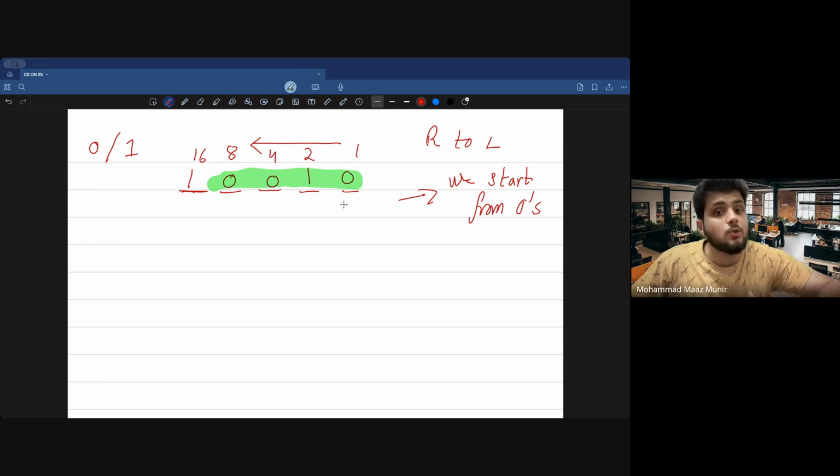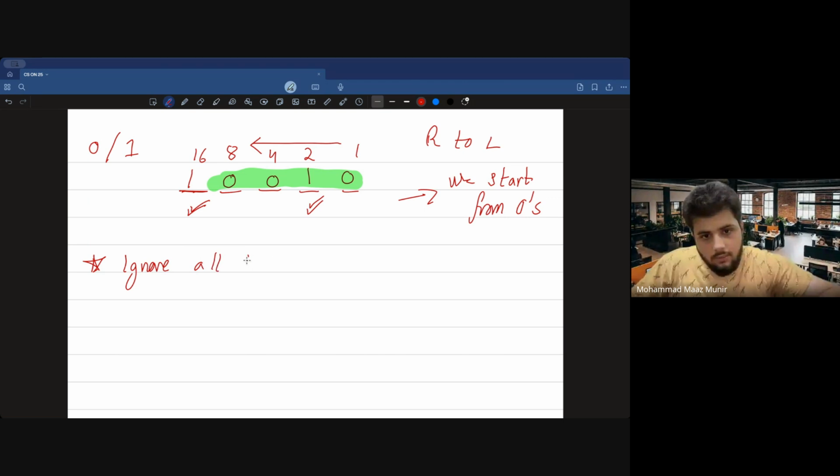Now, how am I going to convert this? We are going to convert this by first looking at where the ones are. Where are the ones? We have a 1 up here, and then a 1 up here. We need to ignore all zeros. It's a key point. Ignore all the zeros.